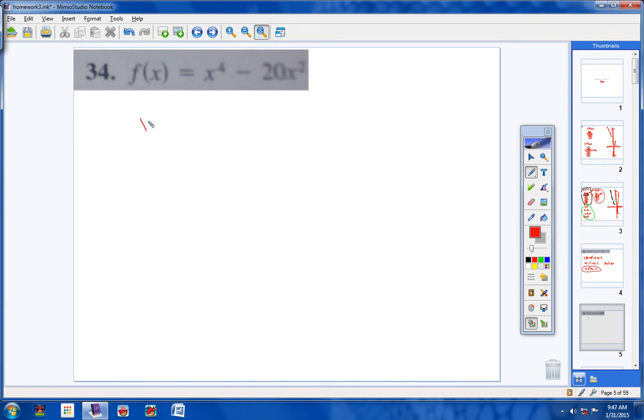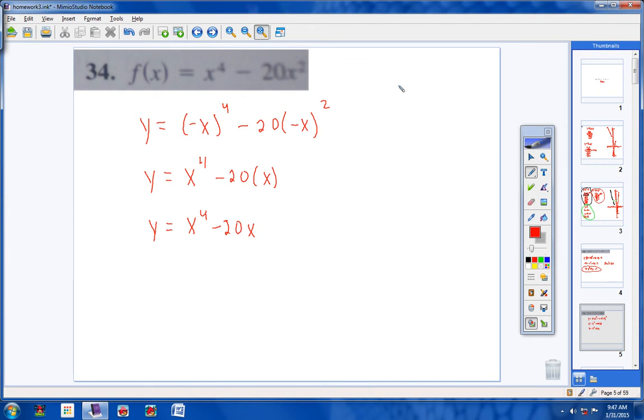Here we go. Y equals, put a negative x for x, minus 20, put a negative x for x. Now, let's go ahead and simplify. You have negative x to the fourth power, that's going to come out to be a positive, minus 20 times a negative x, that's going to come out to be a positive. So a negative 20 times x is going to give you negative 20x. Next, get y by itself. I did that. Is this identical to this? Yes, it is, definitely. So I know for sure the function is even.